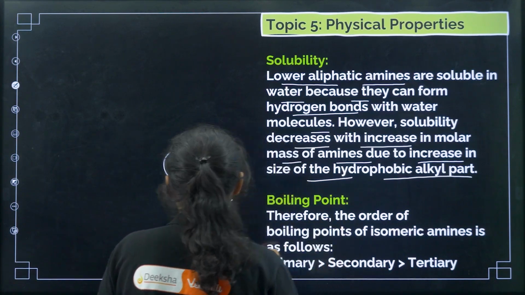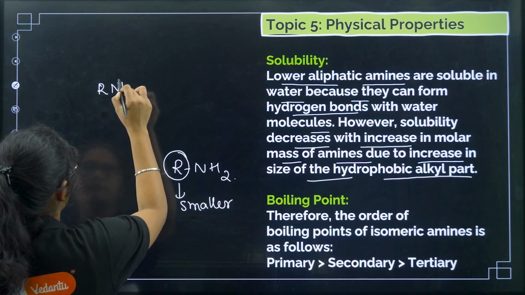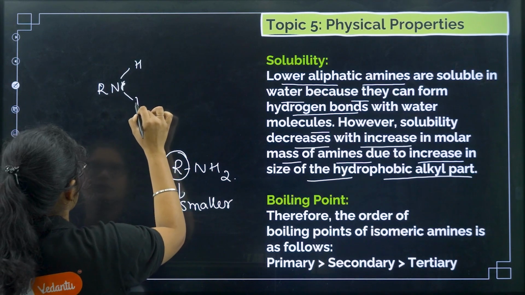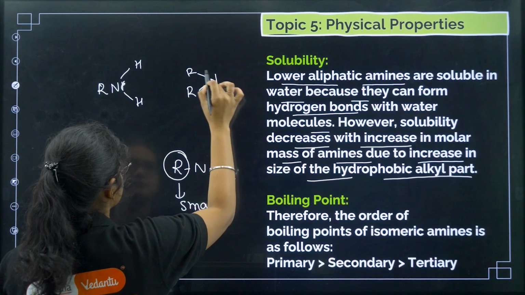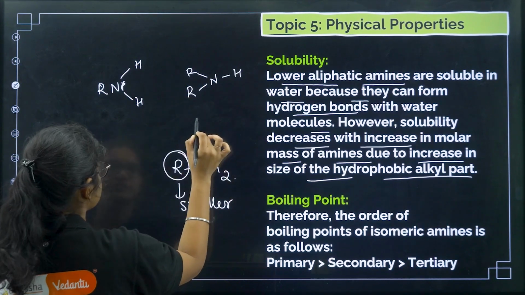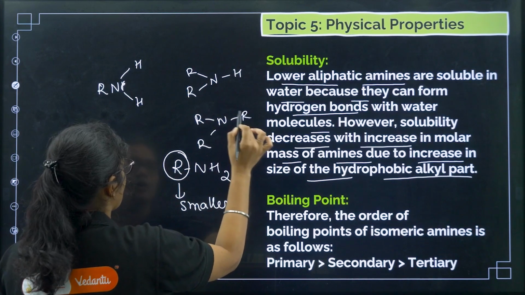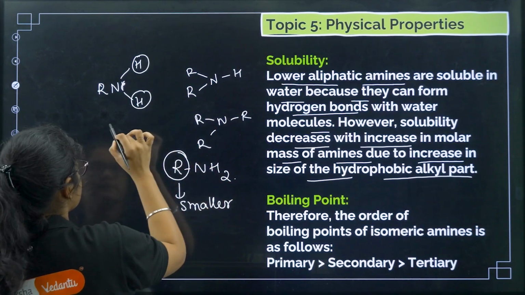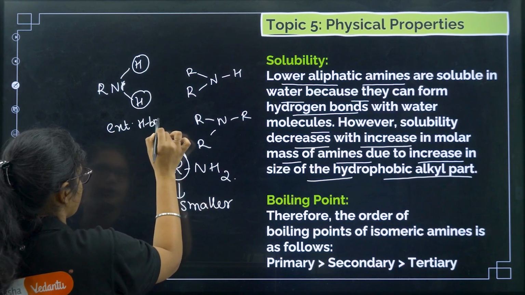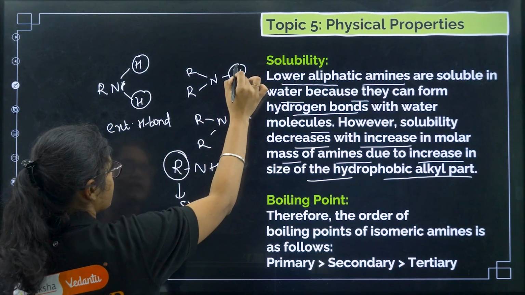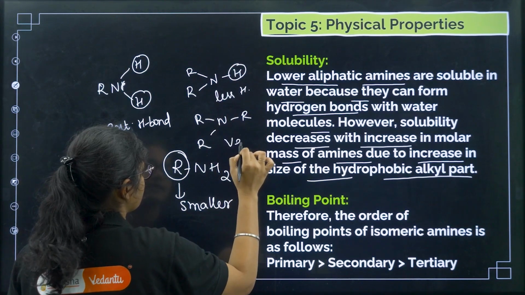If you see what happens, primary amines have 2 H, secondary amines have 1 H, and tertiary amines have no H. Because of 2 H here, there is more extensive hydrogen bonding. Here only 1 H is there, so there is less hydrogen bonding, and here it is very less hydrogen bonding.